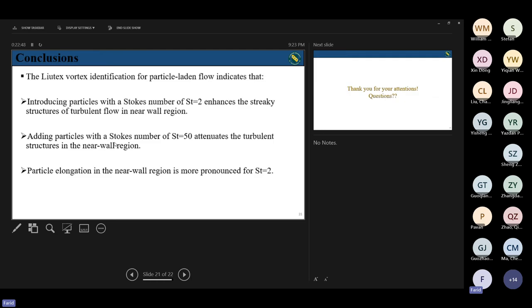So for conclusion, the Liutex vortex identification for particles in a flow indicates that introducing particles with a Stokes number of 2 enhances the streaky structure of turbulent flow in the near wall region, as we saw before. Adding particles with a Stokes number of 50 attenuates the turbulent structure in the near wall region, and particle elongation in the near wall region is more pronounced for Stokes number of 2.